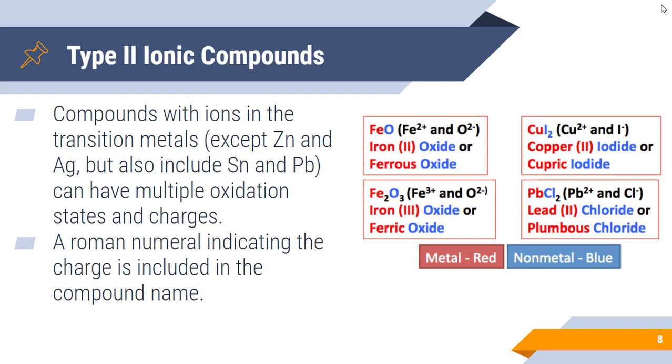Let's move on. Now, type 2 ionic compounds are compounds with ions in transition metals. We are not including zinc and silver, but we do include tin and lead in this. And those ions can have multiple oxidation states and charges, so it's really important that we include a Roman numeral. That Roman numeral indicates the charge and is included in the compound name. So Fe, when it's plus 2, is iron 2 oxide. When it's plus 3, it's iron 3 oxide. So you get the idea here. Remember that the Roman numeral is indicative of the charge or oxidation state that is present in the compound.